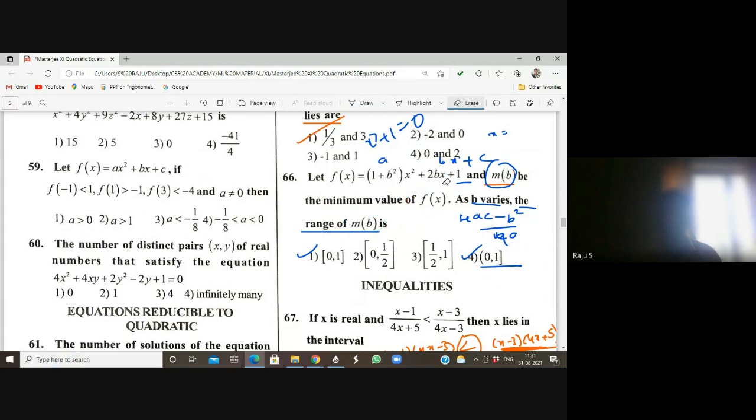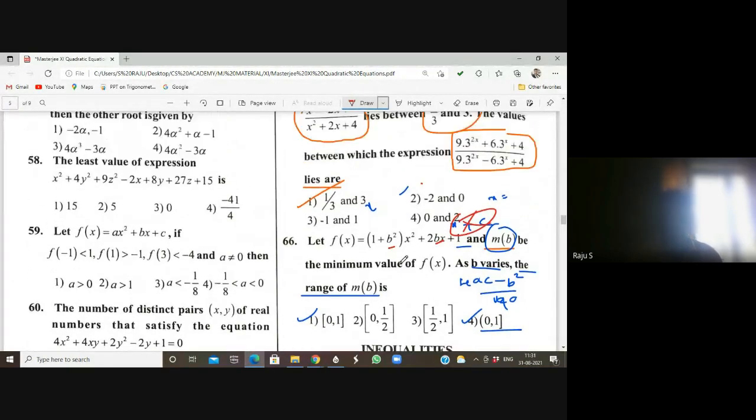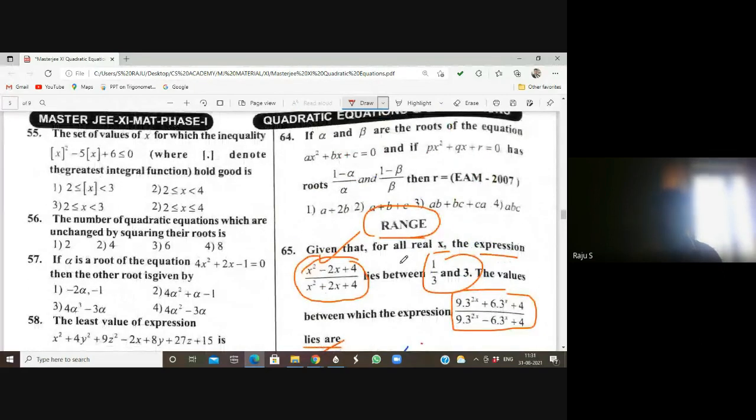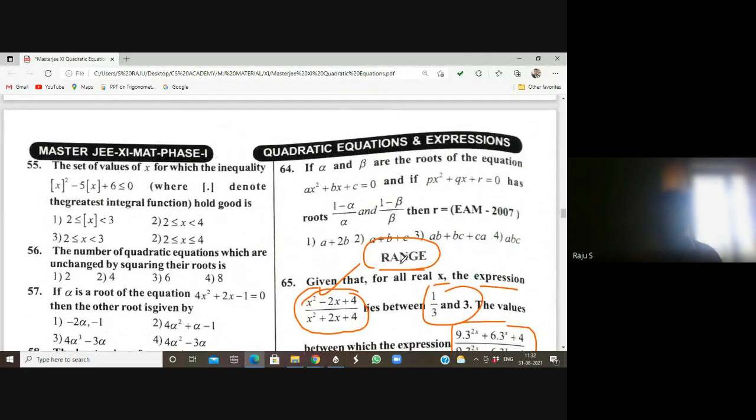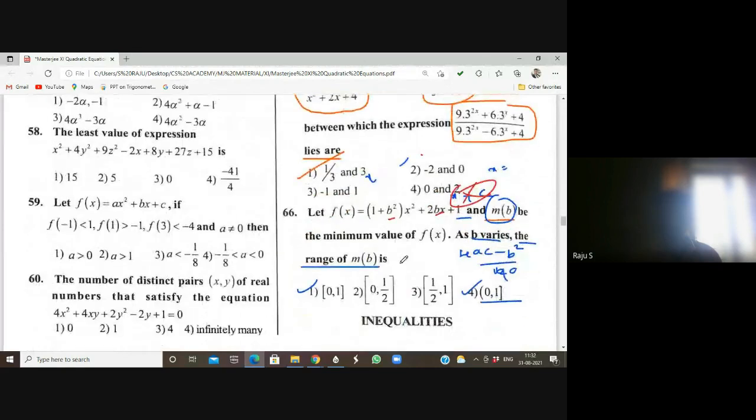For non-zero values only, 1 plus b square into x square, this value exists. For b equal to 0, the equation becomes x square plus 1, which is not possible. So b must not be equal to 0. Then only will we get the range of m of b. A simple question. Okay, students, I think we completed 64 also.